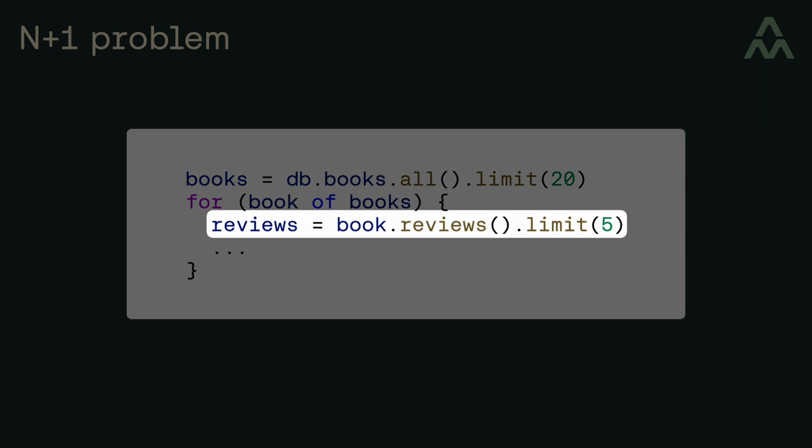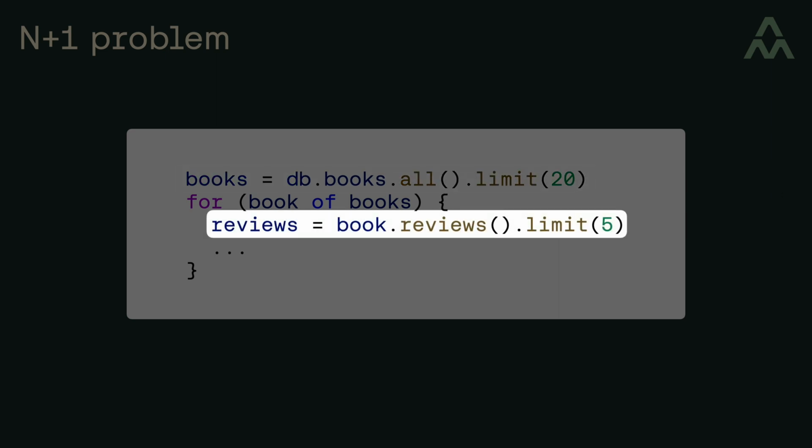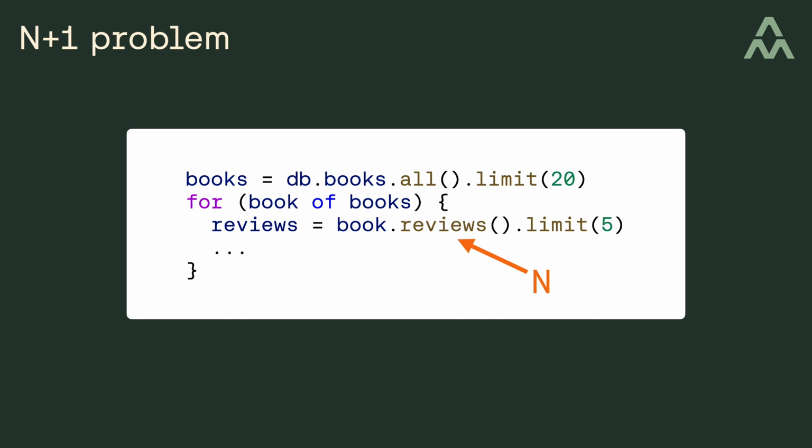The key here is to recognize that this method call to reviews will get executed once for each book you've queried. So if 20 books are returned on this line, then 20 queries will happen on this line, one for each book. So in summary, we get n queries on this line, where n comes from the number of records returned from this one query here, thus the N+1 problem.